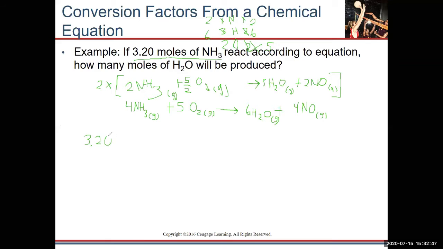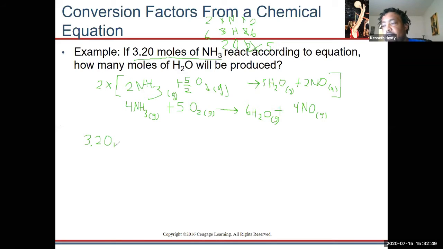Kind of like we had with the eggs, right? I started off with 1 egg. Yeah. 3.2 moles NH3.